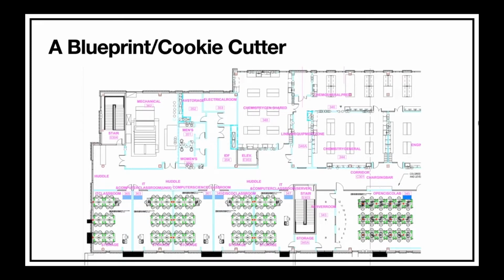For example, here we have the blueprint of a building. Here we can see where exactly are the stairs, where are the classrooms, where are the restrooms, and maybe other items. So this is very useful for whoever wants to give maintenance to the department or the building. They already know where to go and how to access it.